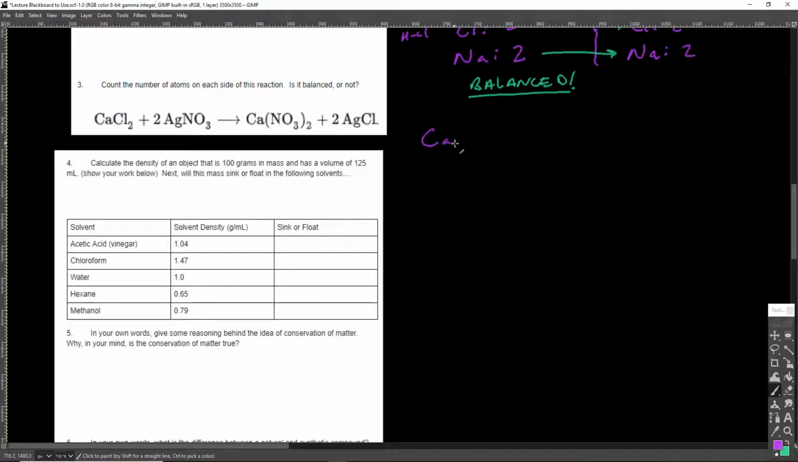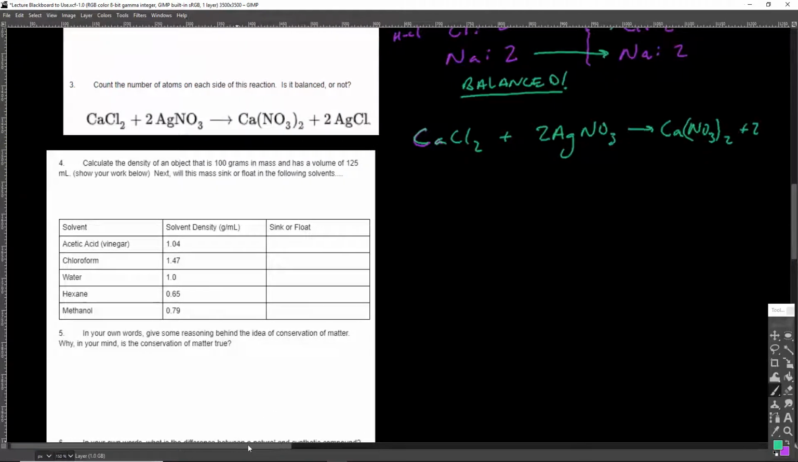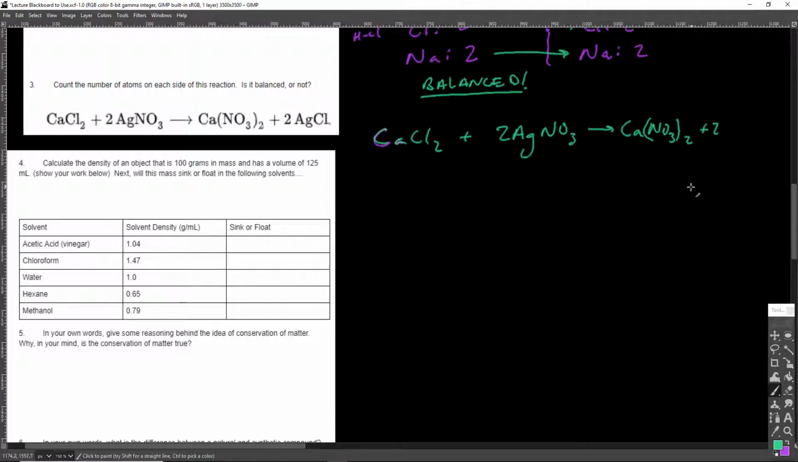So let me get a different color. I'm getting tired of purple. I always rewrite it. Okay? I suggest you do so as well, because it's just going to get you used to chemistry. Oops, I'm running out of room. Let me move over just a little bit. Plus 2AgCl.